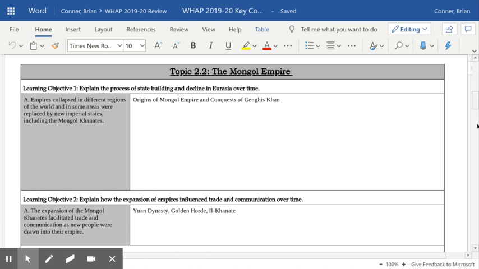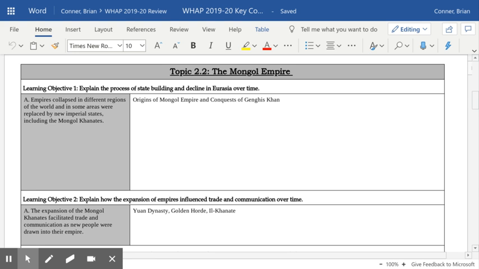All right, guys, as we roll into topic 2.2 with the Mongols, we're going to make this one as easy as possible. In your binder or somewhere, and it's on the website if you need it, there is a chart about each of the Mongol Khanates. Now, these are the Khanates, the political entities that crop up after the death of Genghis Khan.